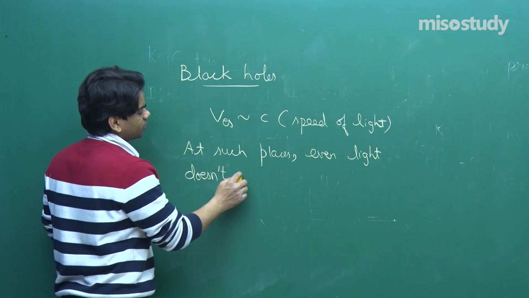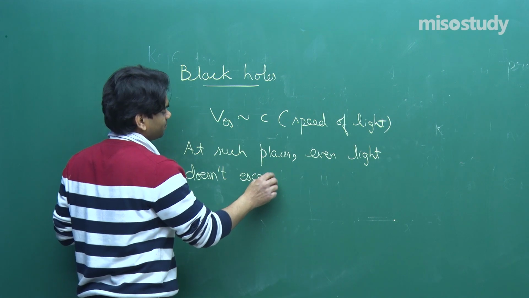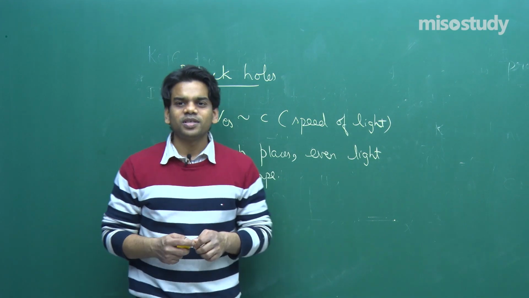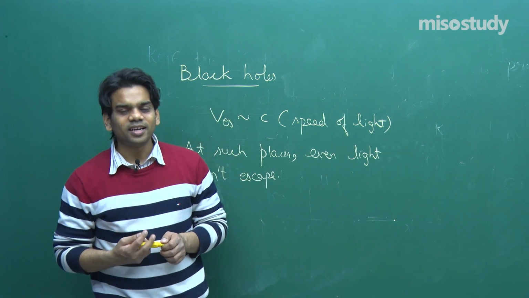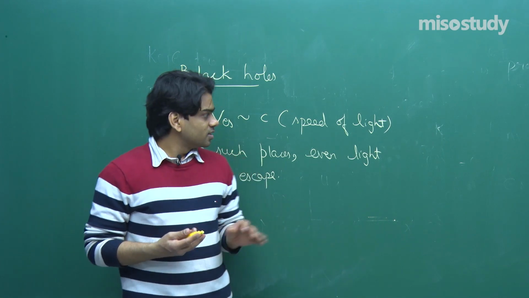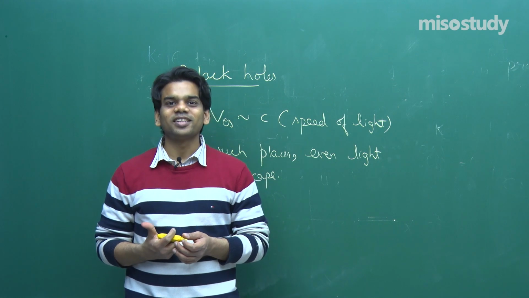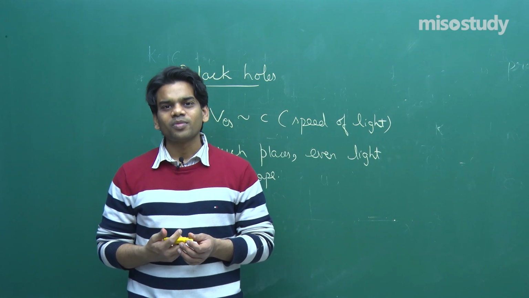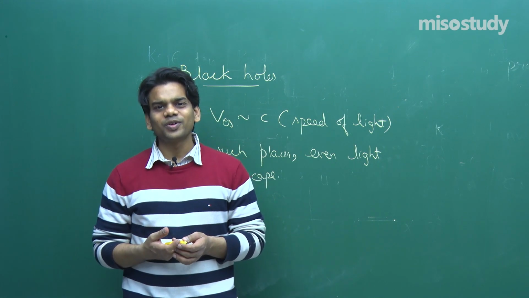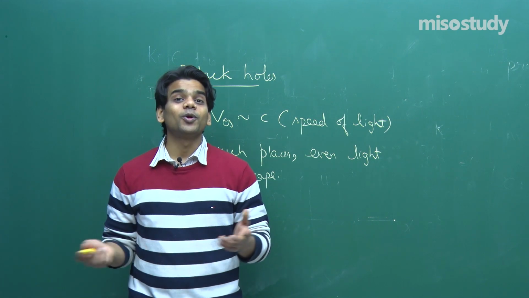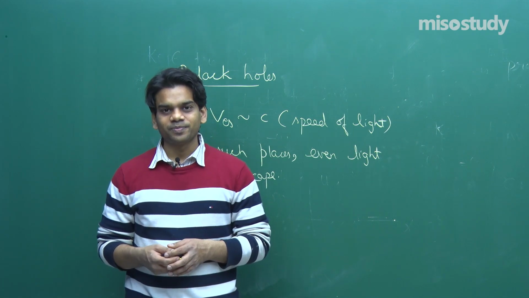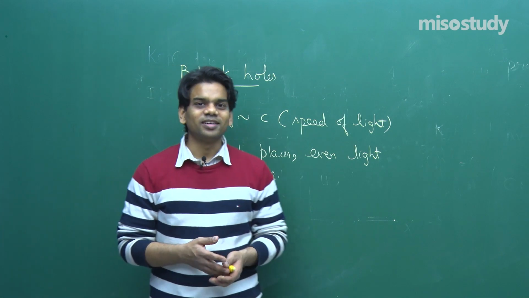These are the specialty of such places. Even light doesn't escape. Such places where escape velocity is nearly equal to the speed of light. Simple, easy. So such places are known as black holes. In the entire universe, we have such places, but we cannot reach there. And if you accidentally reach there, you won't be able to come back from such a place. Simple and easy, and we are done with this.